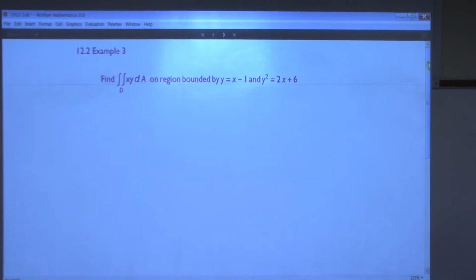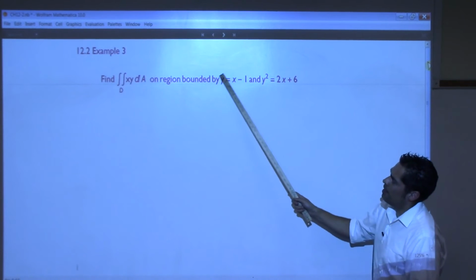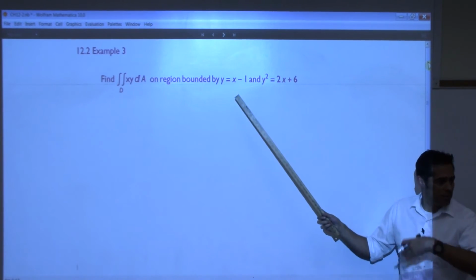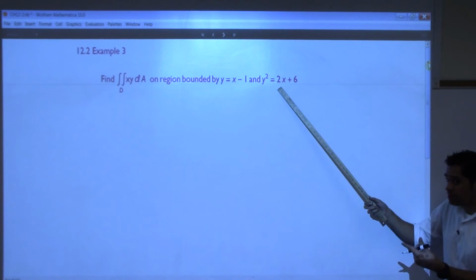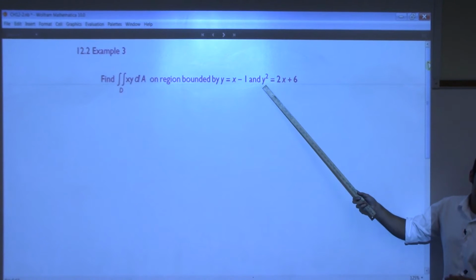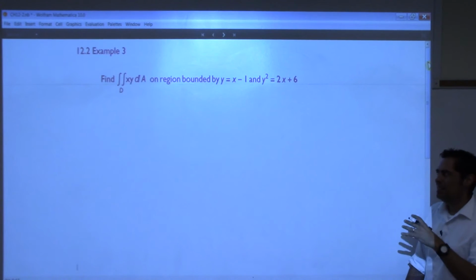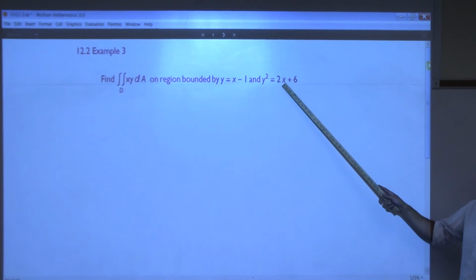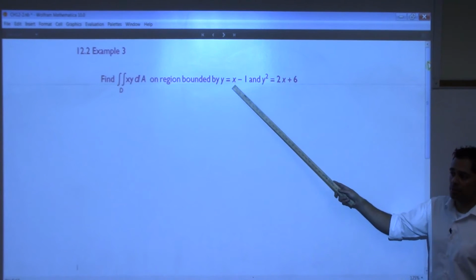If you try and turn, well, let me go back. This right here you could say is a function of x, right? Y equals some function of x. Y is x minus 1. This one, though, to turn it into a function of x, you'd have to solve for y, which means you'd need a plus or minus when you take the square root. And so you're actually going to have two functions there, and that's the problem. It would be easier to solve this for x, wouldn't it? And this one would also be easy to solve for x.